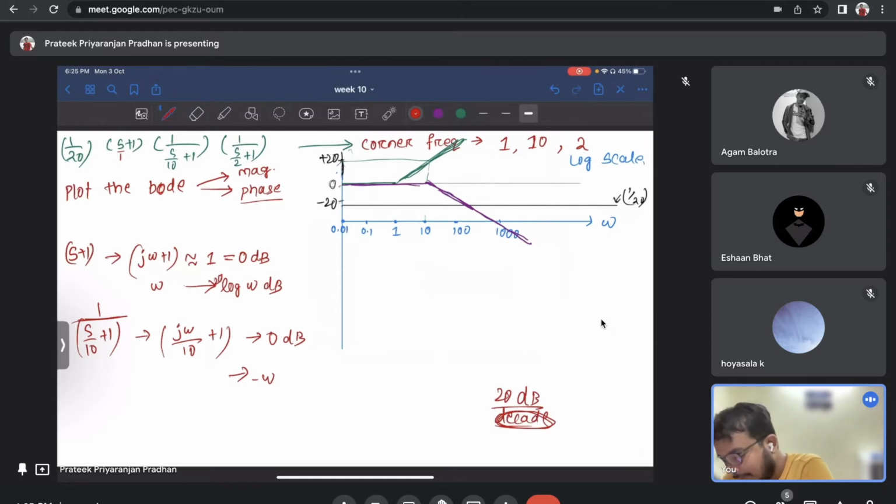And what happens when I am analyzing this part? It is 1 by S by 10 plus 1. The corner frequency is at 10 omega. So that's why till 10 omega, for low frequency, it's 0 dB. After that, it's negative 20 dB per decade. Understood?